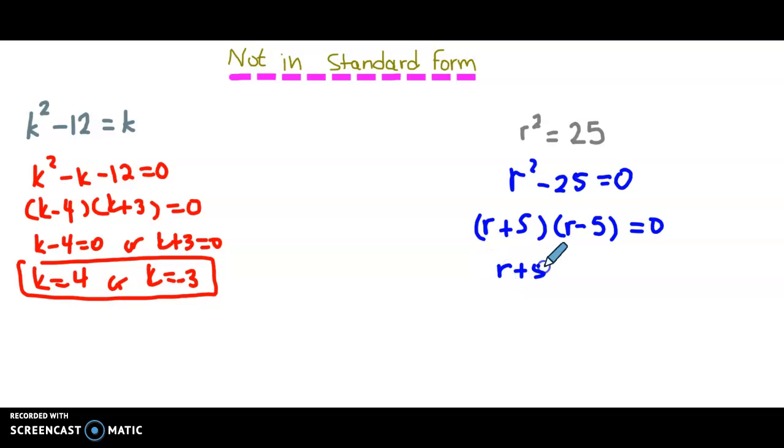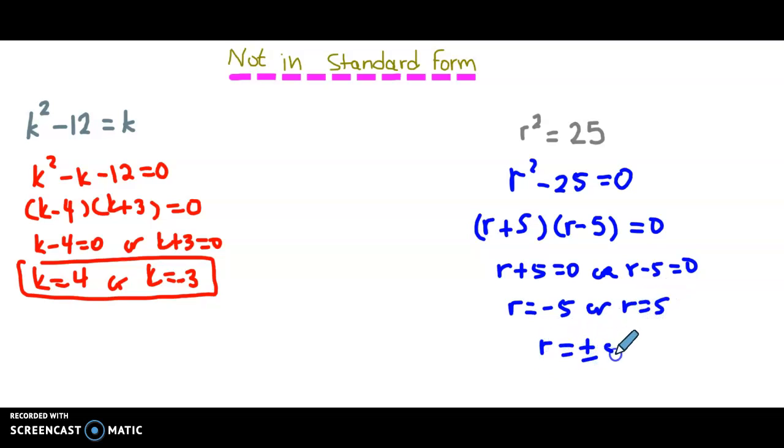It's either this that is 0 or this that is 0. If I solve them, I'm getting negative 5 and 5. And sometimes we prefer to write it like this, plus or minus 5. 2 answers. And there you have it.